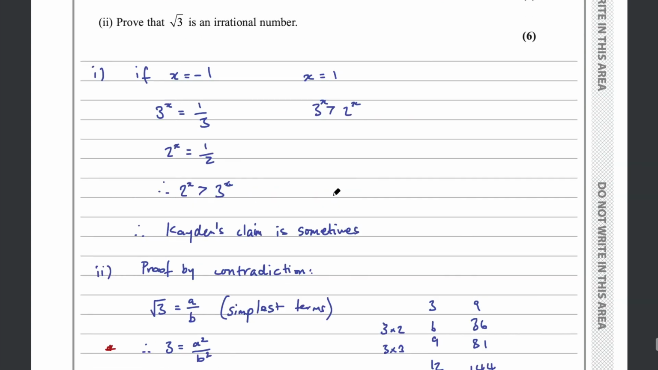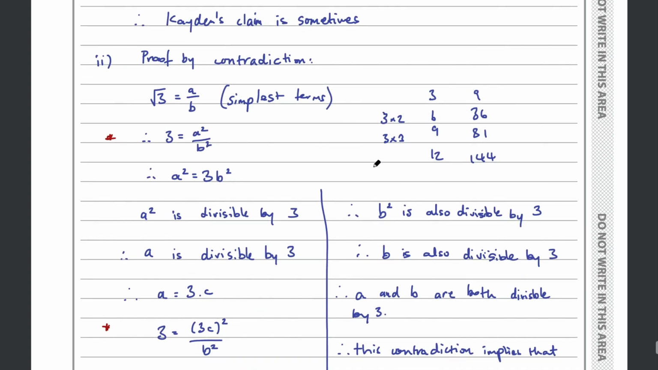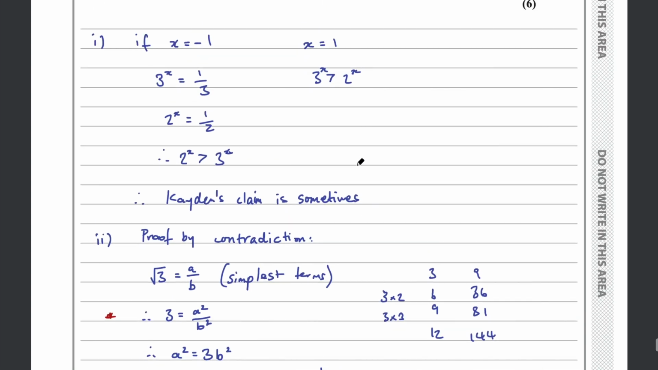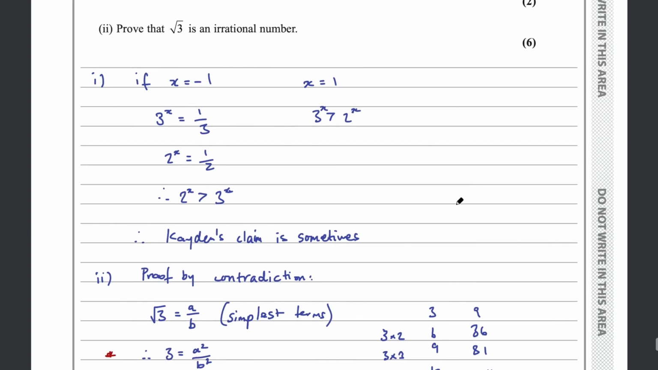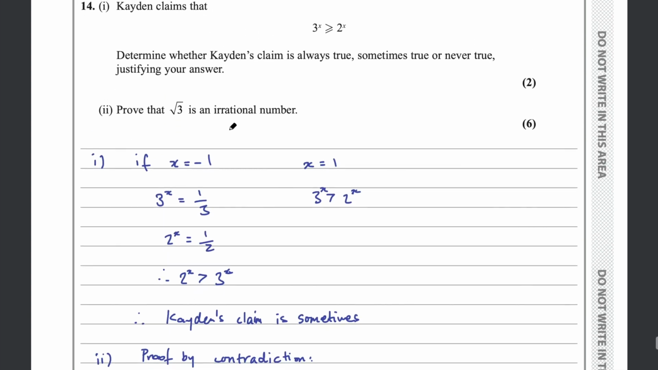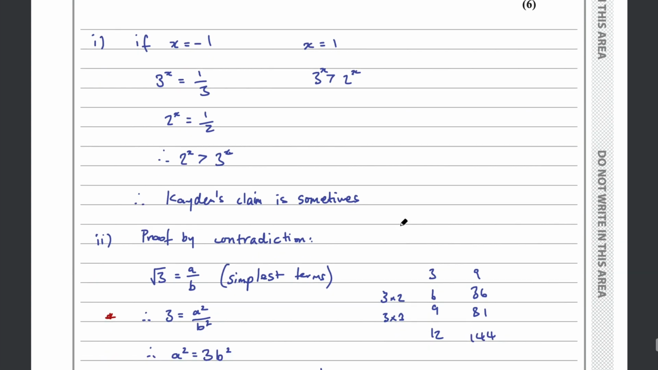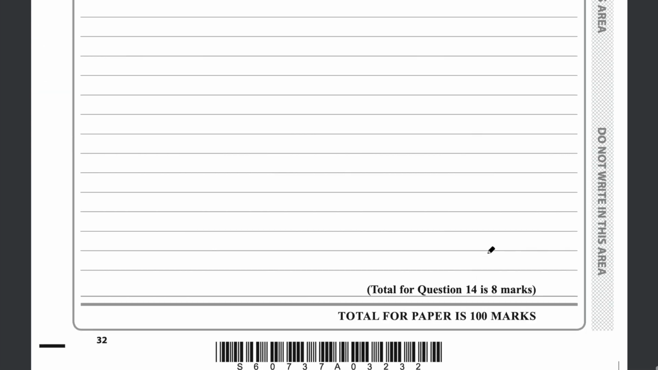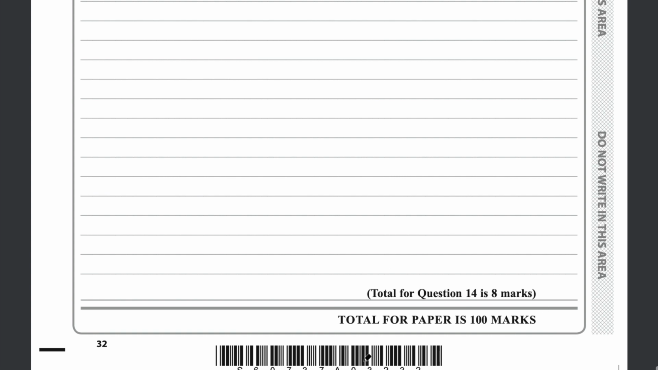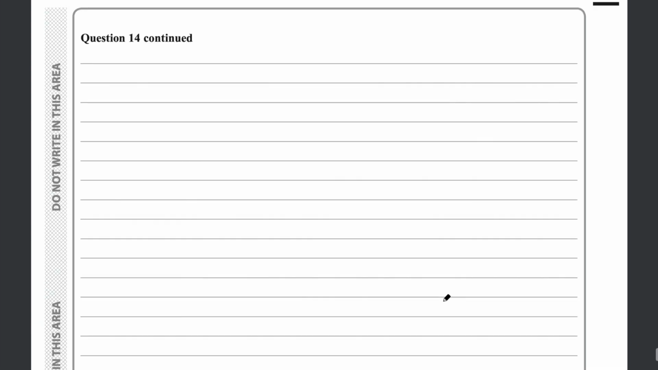As I said before, tough if you haven't seen that type of proof before, but if you have, it should be okay. That 6 marks should be okay for question 14. And that was the end of the paper. That was question 13, 14 for 8 marks. Total of the paper was 100 marks.